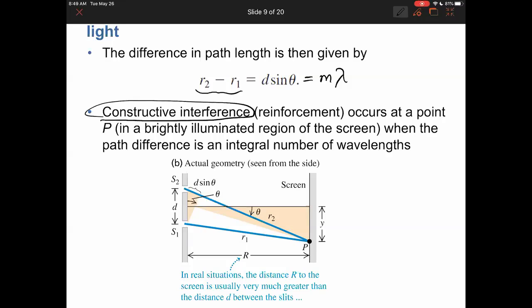So I can do the same thing: d sine theta over the wavelength to find the right side. And if I get 0, 1, 2, 3, 4, 5, that means I'm getting constructive interference.